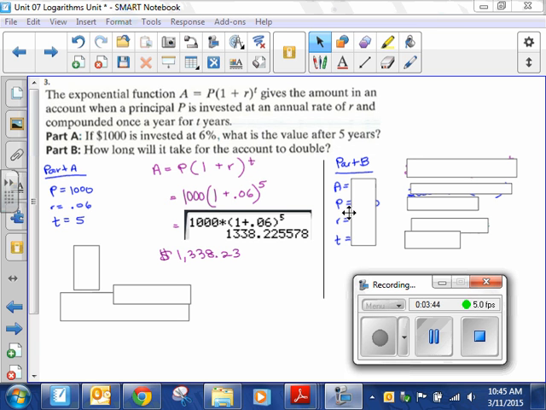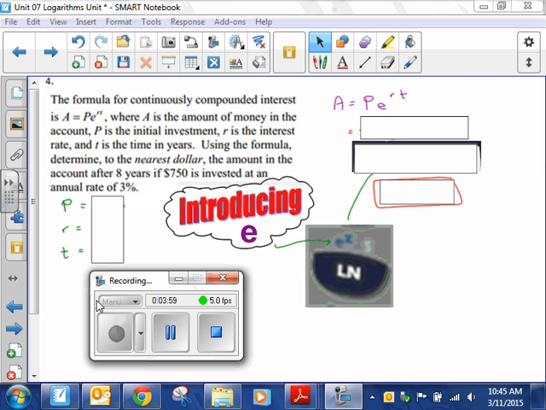We're not going to do part B because we don't really know how to solve for t yet. All right, so we'll be getting to that next lesson. And number 4, I wanted to introduce to you e. E is a special number. It's an irrational number. You can access it by hitting the second function ln button. As you can see, it sets up e to the x. So e is a very common base that we use, especially for problems that involve continuous compounding interest.